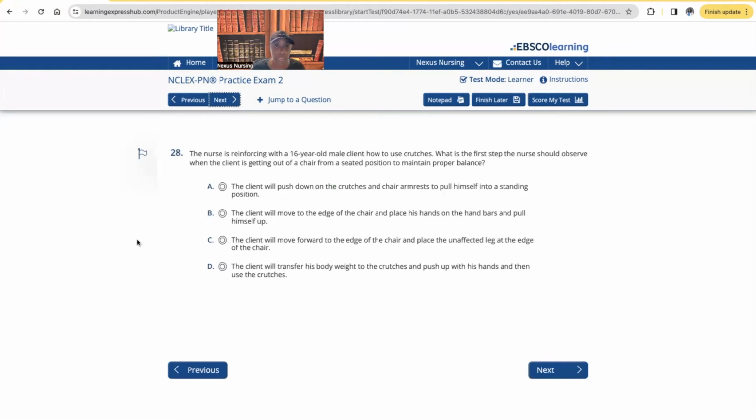The nurse is reinforcing with a 16-year-old male client how to use crutches. What is the first step the nurse should observe when the client is getting out of a chair from a seated position to maintain proper balance? A, the client will push down on the crutches and chair armrest to pull himself into a standing position. B, the client will move to the edge of the chair and place his hands on the handbars and pull himself up. C, the client will move forward to the edge of the chair and place the unaffected leg at the edge of the chair. D, the client will transfer his body weight to the crutches and push up with hands, and then use the crutches. What do you guys think?